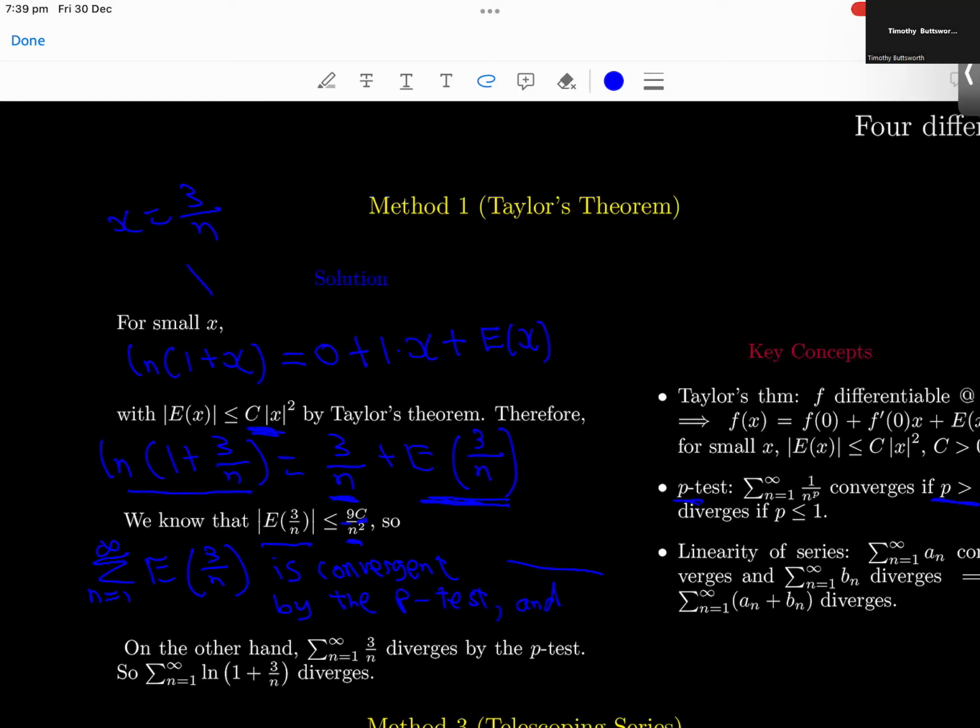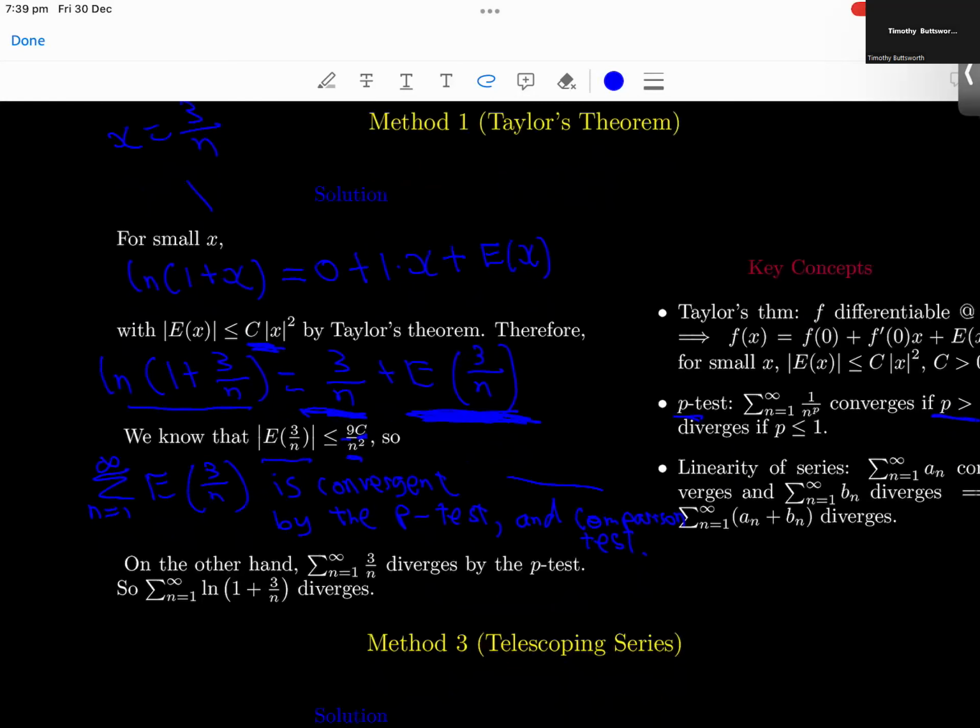And I'm also using the comparison test here. I'm comparing my e function to a constant divided by n squared. Okay, so that's one of the two terms dealt with. We want to deal with this, and we also want to deal with this. I know that this second term has a convergent sum. But what about the first term?